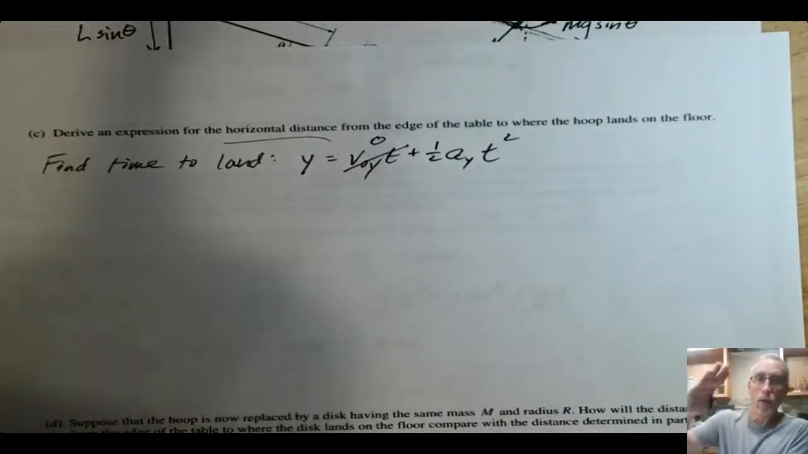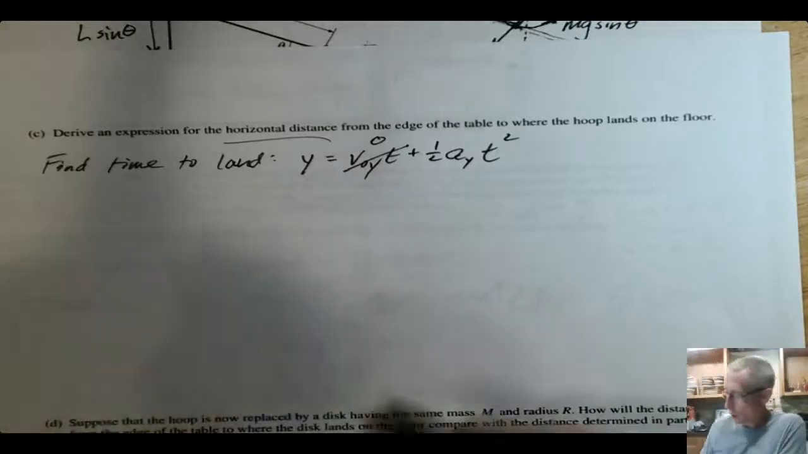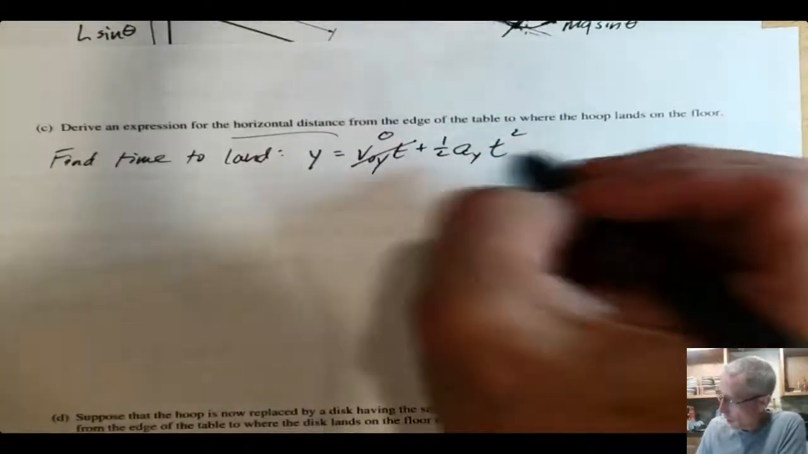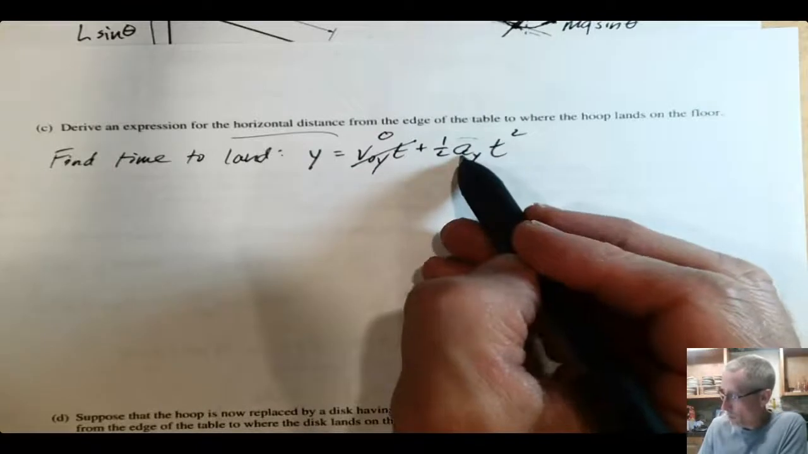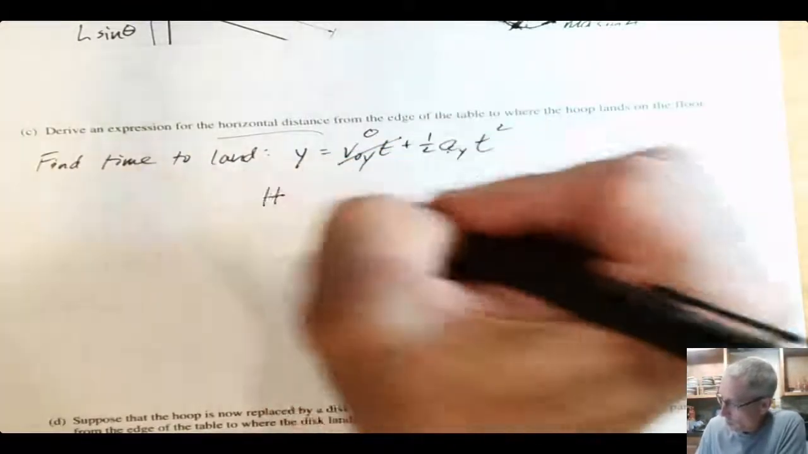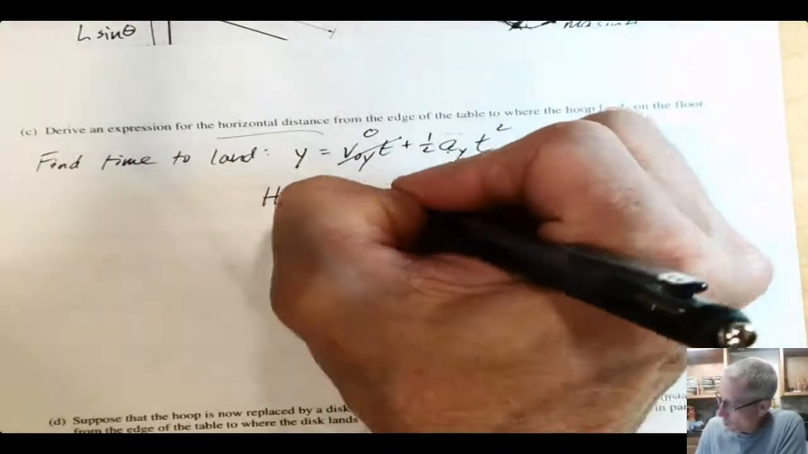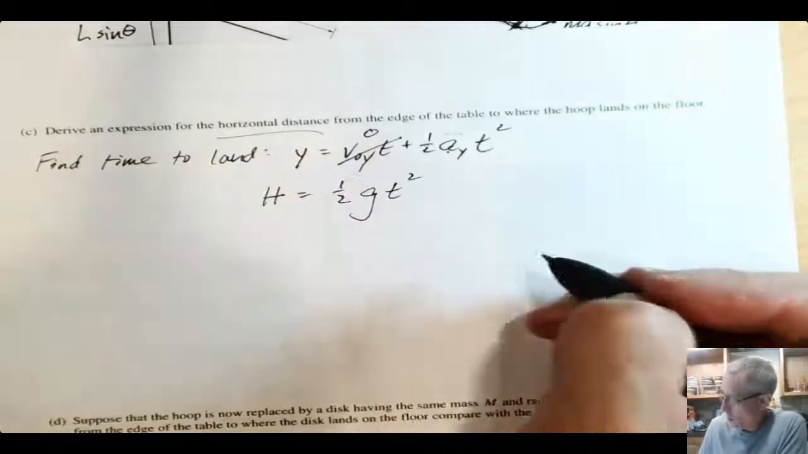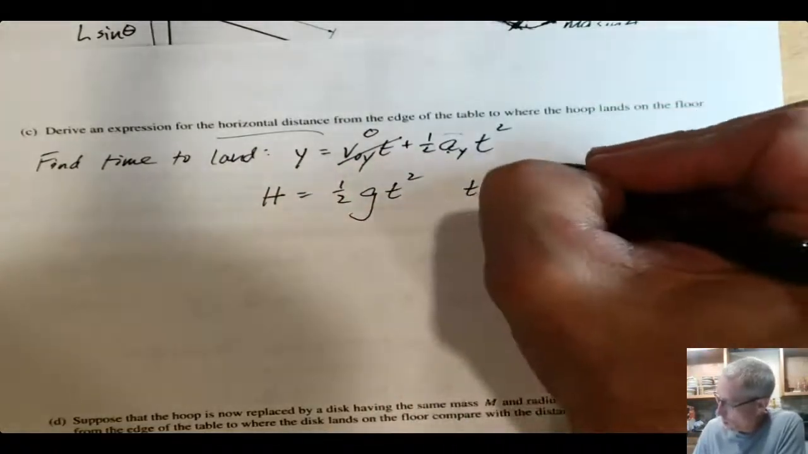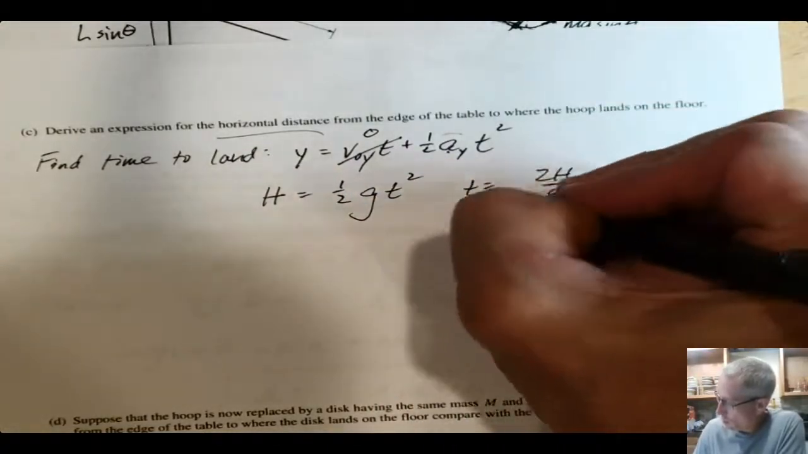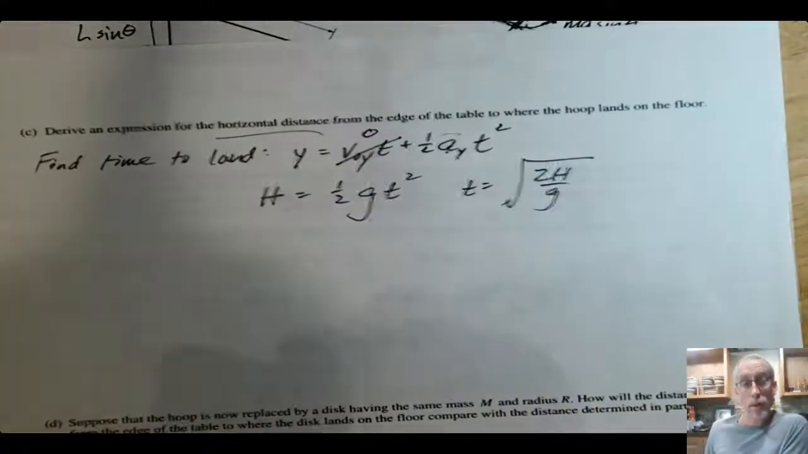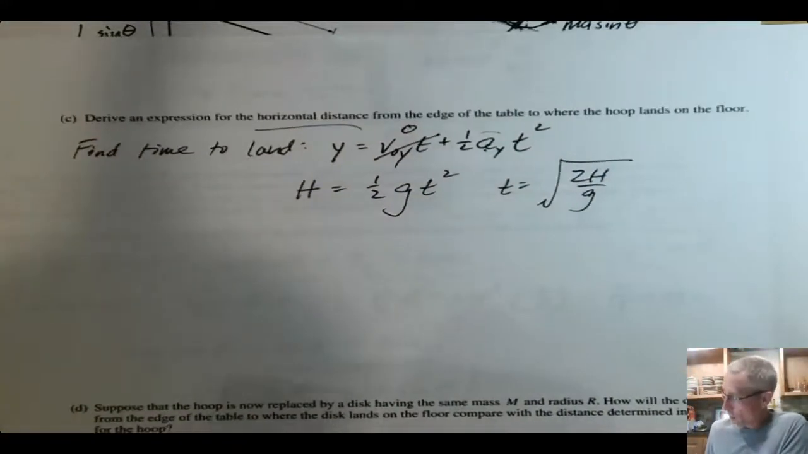That's like if you launch something up at an angle or down at an angle. But here it's strictly horizontal. And I'm using 9.8 here. So my vertical distance is h, and it's 1/2 g t squared. So t is the square root of 2h over g. So that's how long it's going to take to land.